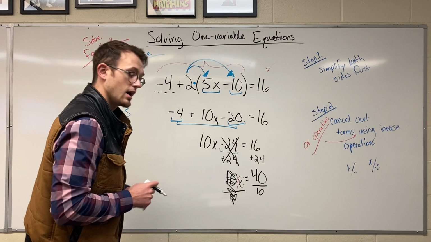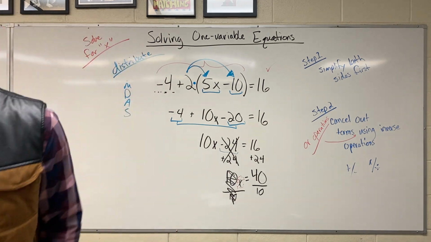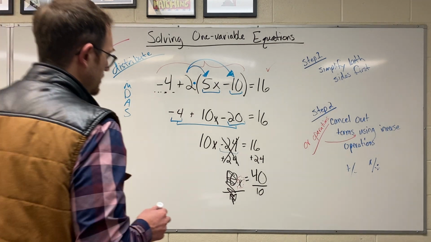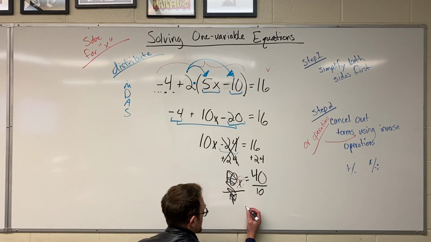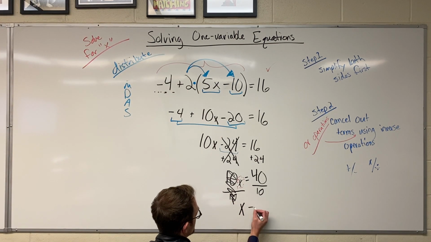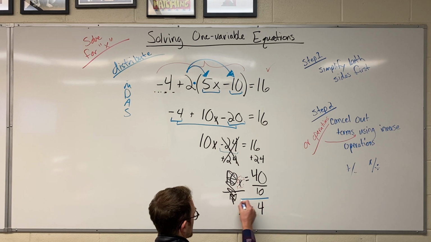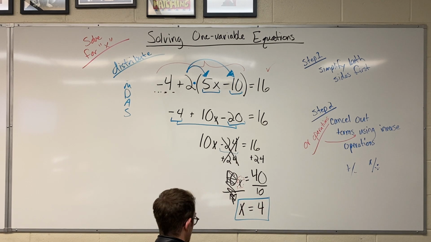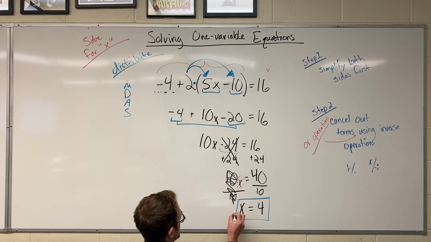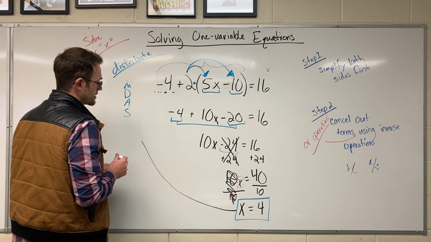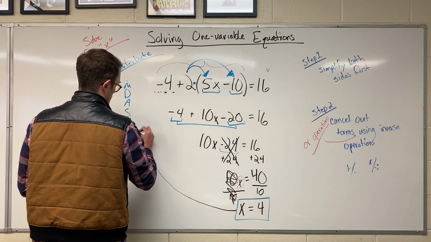I'm gonna double check real quick if this is showing up in the screen. I don't know. I think we're good. So we get x equals 4. X equals 4. All right. Just in case it's not in the screen, the answer is x equals 4.